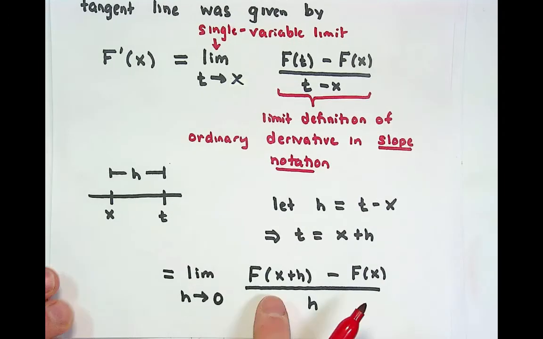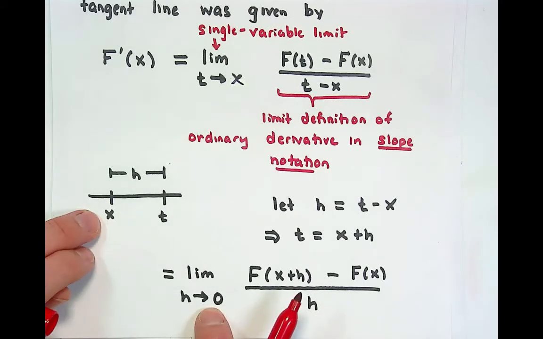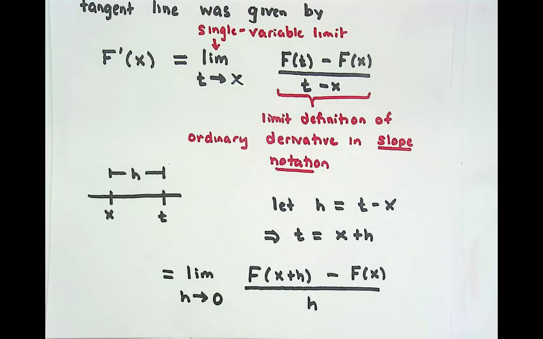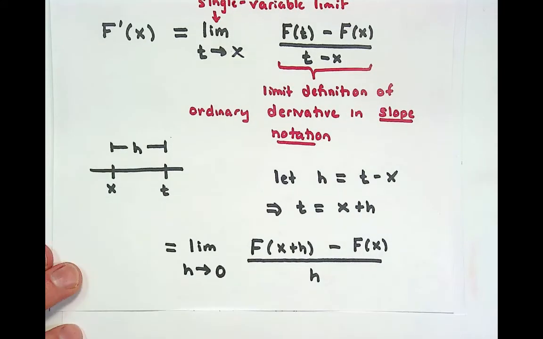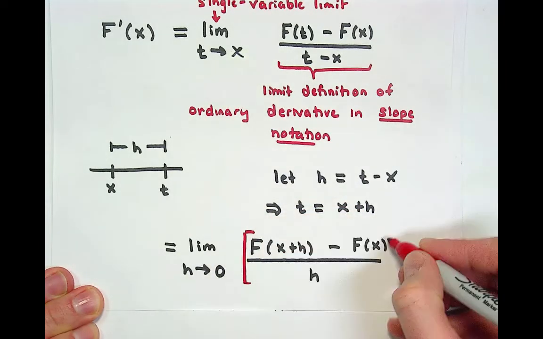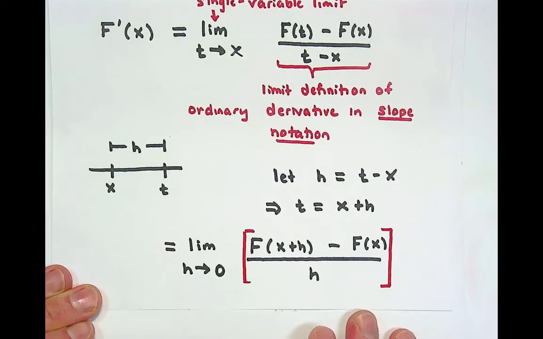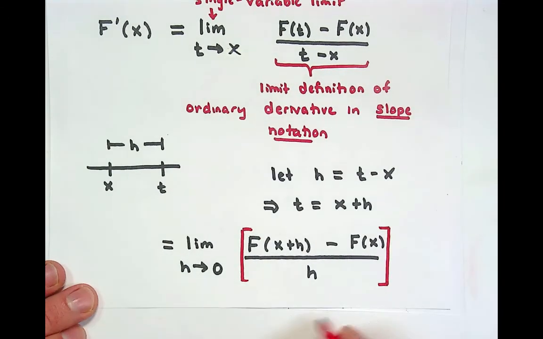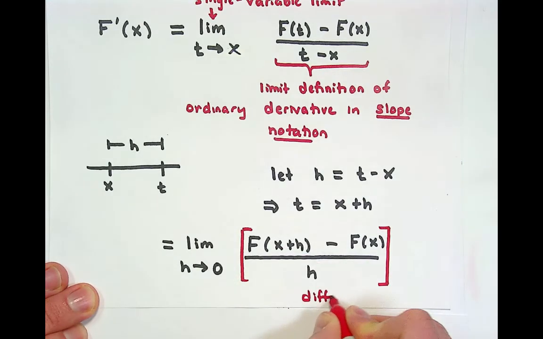Notice this is still a slope of a secant line, and we're still forcing the distance between x and t to each other. This limit definition had a very special name. Right here, for those of you that are going to go on to classes like Math 2A, Math 2B, or any upper division classes that depend on calculus, this has a very special name, just this quotient. It's called the difference quotient.